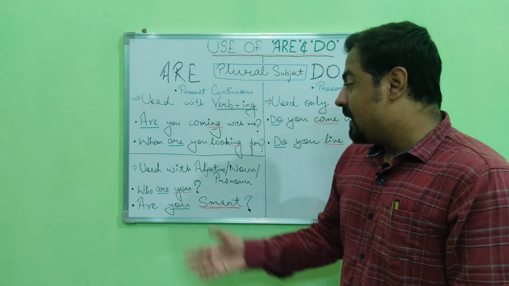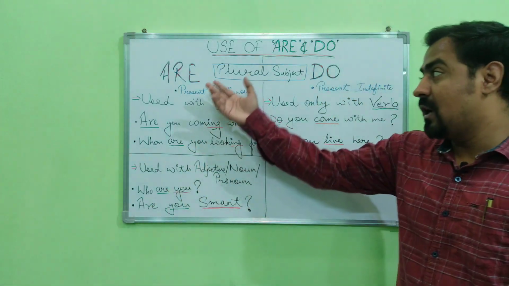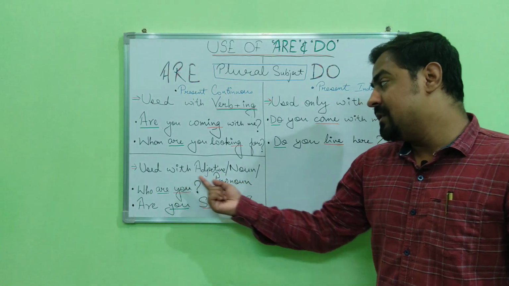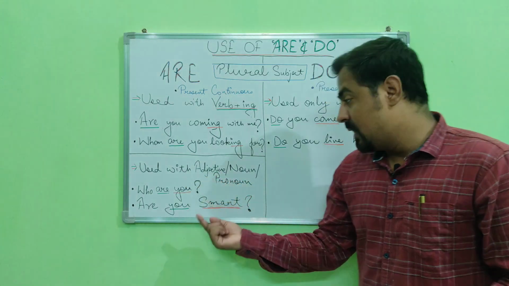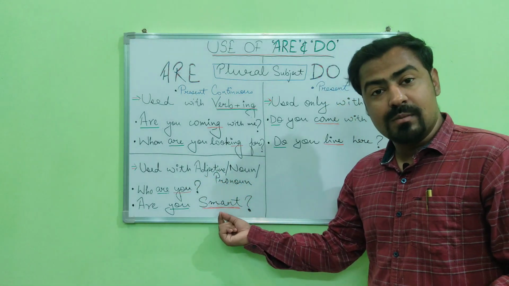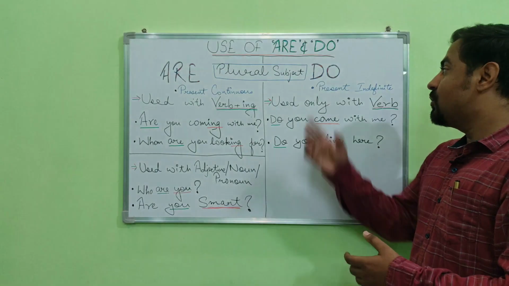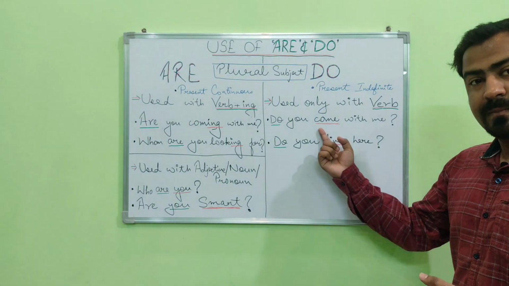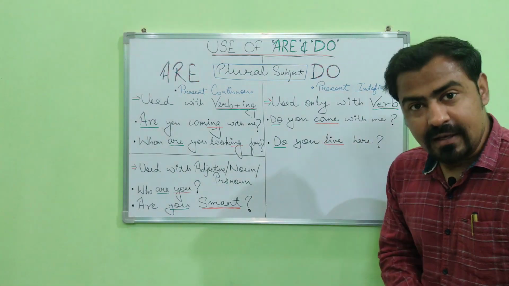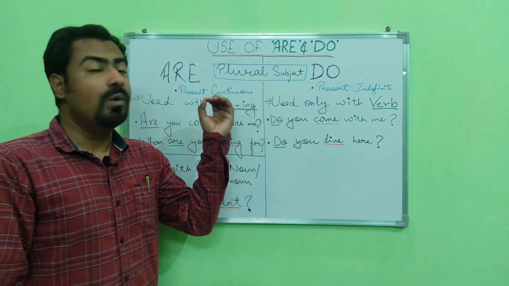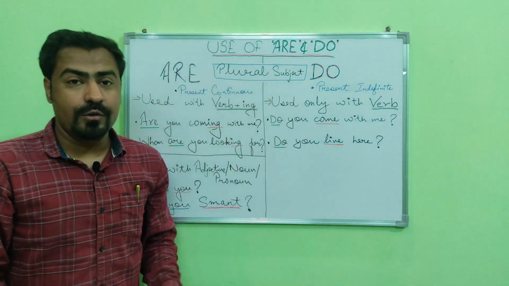Okay, so people, remember, whenever we are using "are", we will use it with verb plus ing, and otherwise we will use it with some adjective, like are you smart. Now can you see smart is an adjective? Yes. And we are going to use "do" with a verb without ing. Okay, so that's all in today's class. I hope it is clear to you where to use "are" and where to use "do".